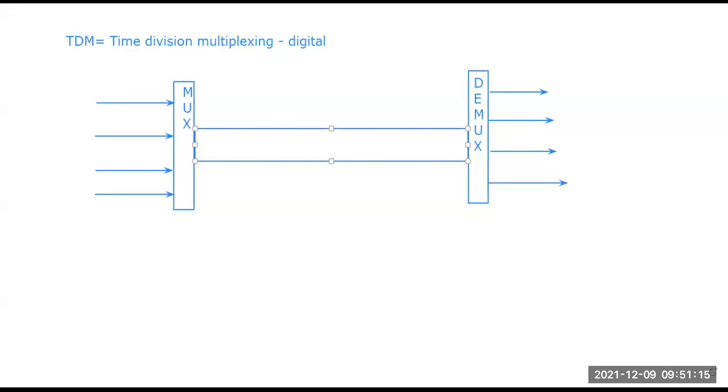What happens in digital? Consider these are my four devices: this is D1, this is D2, this is D3, this is D4. These are the devices that are connected, and from D1 a data stream 1 is coming, then data stream 2, data stream 3, and data stream 4, right? The data flow is going on in this section.